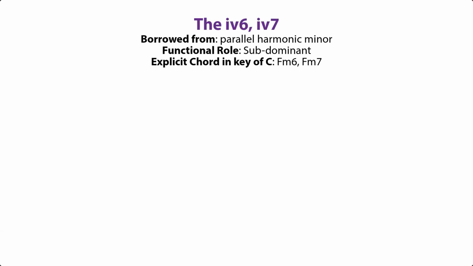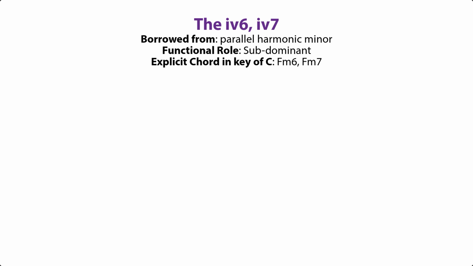Our next borrowed chord is a 4 minor, which is usually either a 4 minor 6 chord or 4 minor 7 chord. In the key of C major, we're talking about either an F minor 6 or an F minor 7. These are borrowed from the parallel minor key and play the functional role of a subdominant. They lead into the dominant.